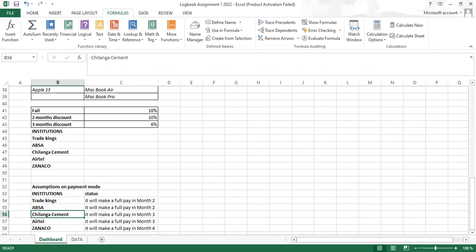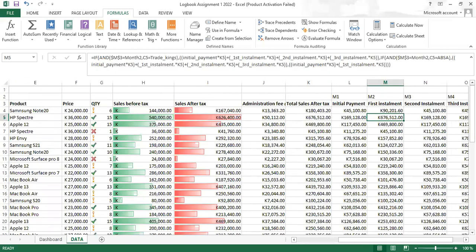Okay, so what do we mean by full payment? Do we mean they make the initial payment, then make a full payment in month 2? Yeah, meaning they made the initial payment in the first month, but what remained, they are paying it in full in the second month. So here the questioner was saying if someone has paid in month 2 in full, they attract a discount of 10%. So we are going to calculate the discount at the end as we go forward.